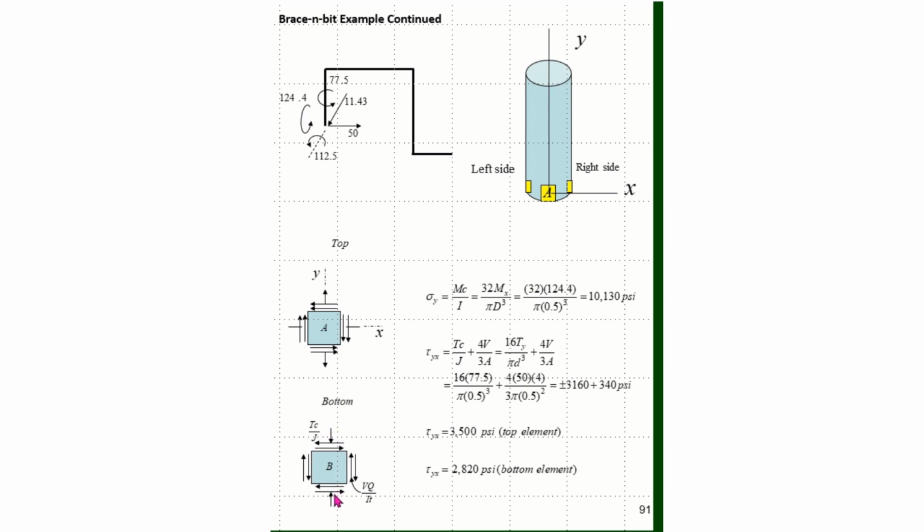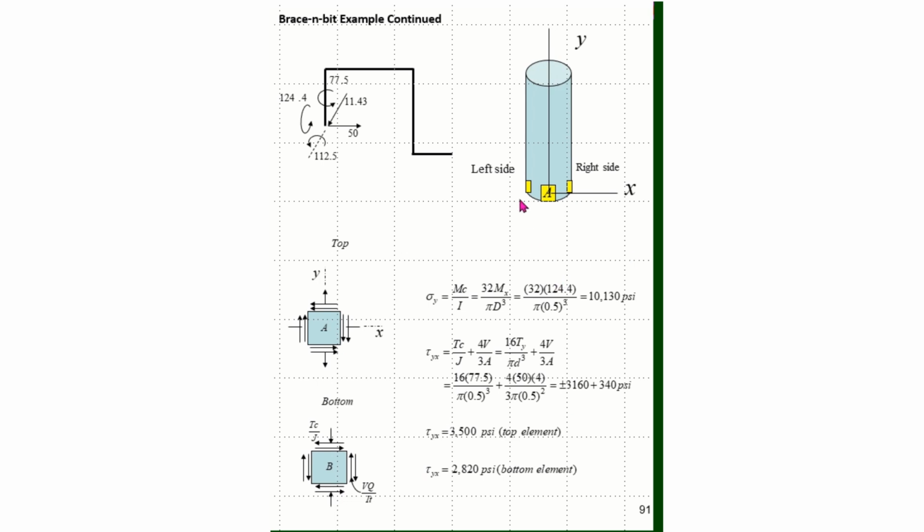You can see that the VQ over IT shear stress now has changed sign, and this 50 here will be going across element B in this direction here. And so that will be the VQ over IT stress. And my TC over J is going in the same direction as it did up here for my element A. So the bottom or the back side of the shaft for element B would have the stresses in this direction.